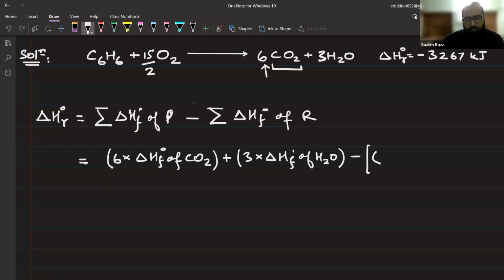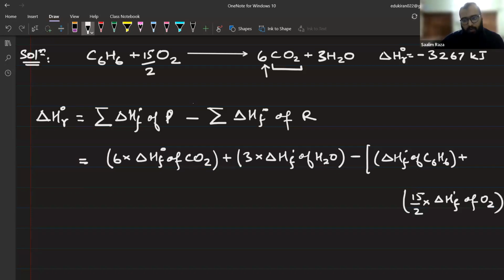Now tell me, minus what are in the reactants: enthalpy of formation of benzene. How many moles of benzene? 1 mole. I will write the enthalpy of formation of benzene, C6H6, plus the enthalpy of formation of O2, but 15 by 2 also, into delta H naught F of O2. Is everything clear till here, yes or no? Yes, sir.